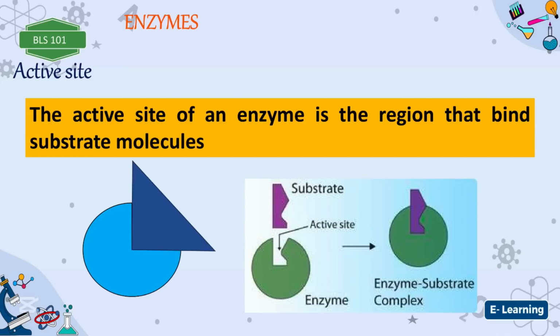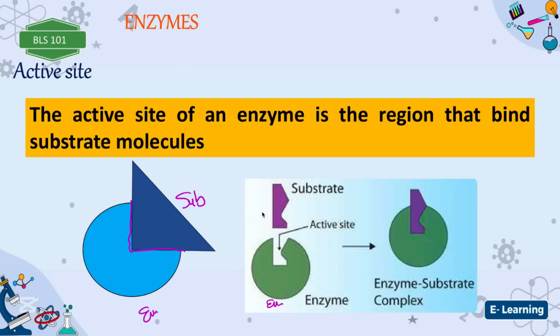Now, the active site of an enzyme is the region that binds the substrate molecule. That region that binds the substrate molecule is the active site of an enzyme. Now, this is an active site. This is where the enzyme binds the substrate. What you have here is the enzyme. What you have here is the what? The substrate. This is also an active site. This is an enzyme. Now, this is the substrate for this active site. When they combine together, they form the enzyme substrate complex.